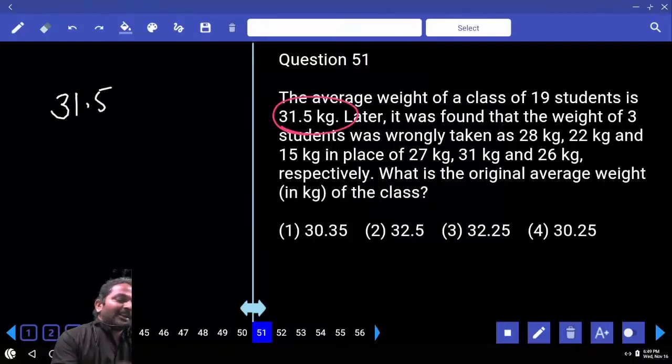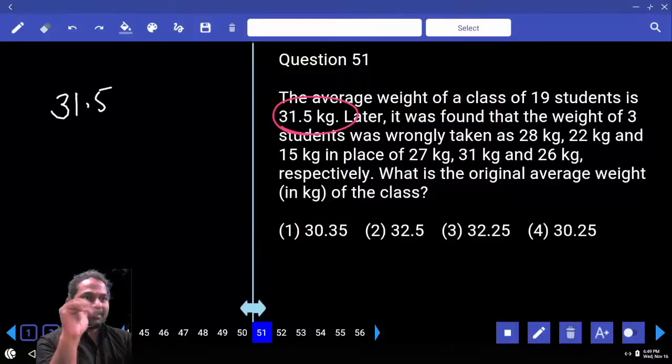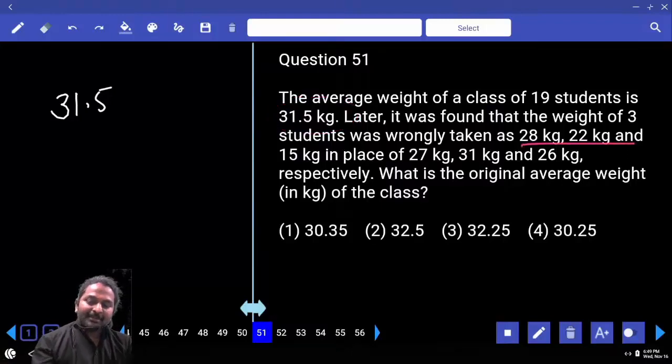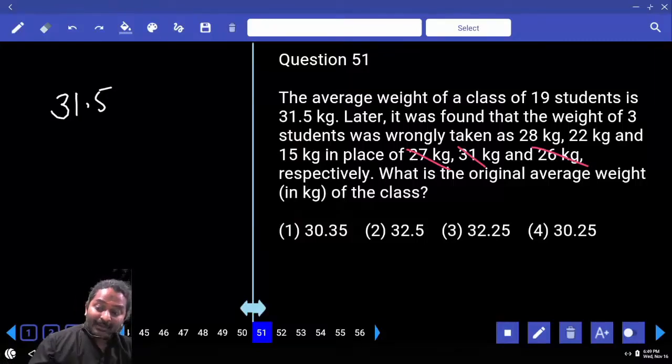When you are asked to calculate the original average, we need to make changes. You need to add or subtract something, correct? The 3 numbers mentioned here are 28, 22, 15 in place of some other numbers. So what are the original numbers? First numbers or second numbers? Second are the original numbers, correct? 27, 31, 26.